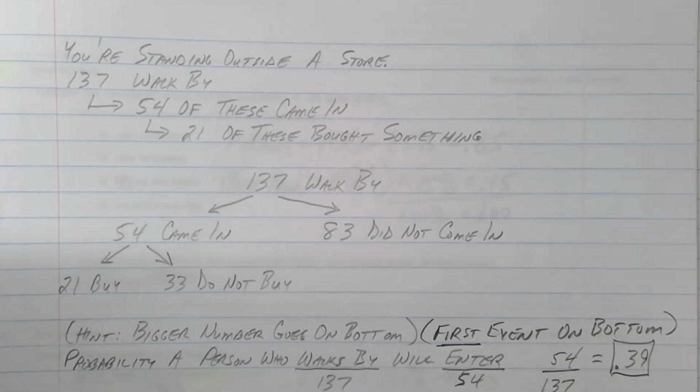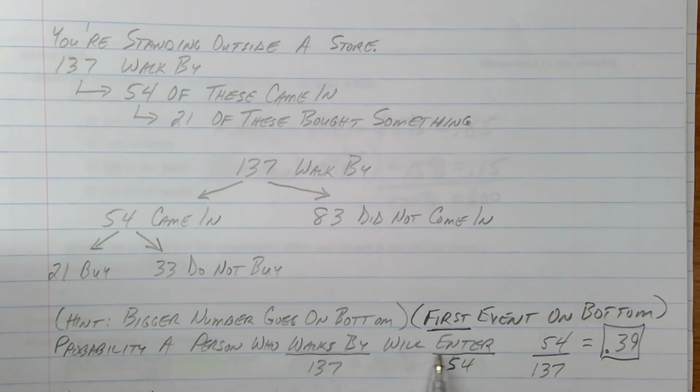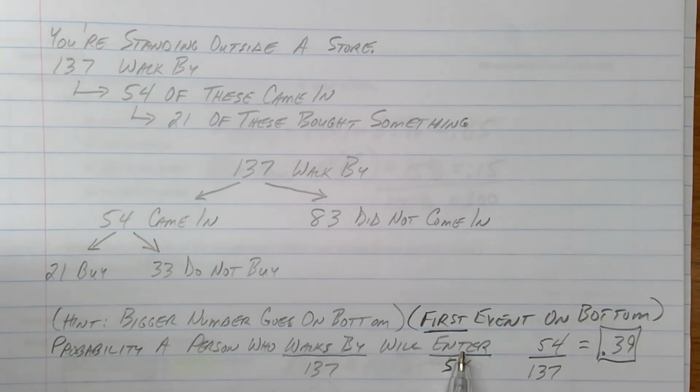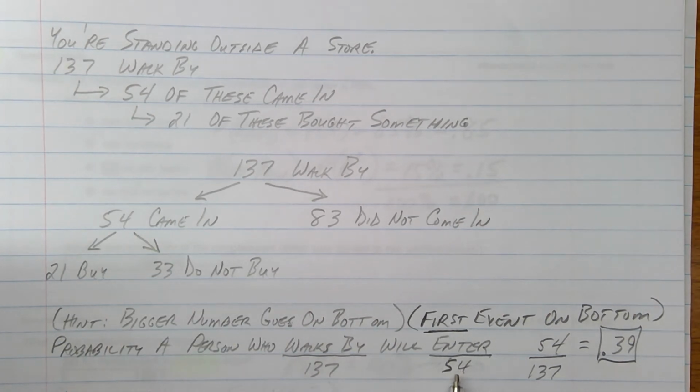All right. So what's the probability? Let's start right here. What's the probability a person who walks by will enter? All right. So we got to kind of think about what happens first and what happens second. First, they walk by, and then second, they turn and enter the store. All right. How many people walked by? 137. That was given. How many people entered the store? 54 came in. 54 entered the store. So 54 out of 137.